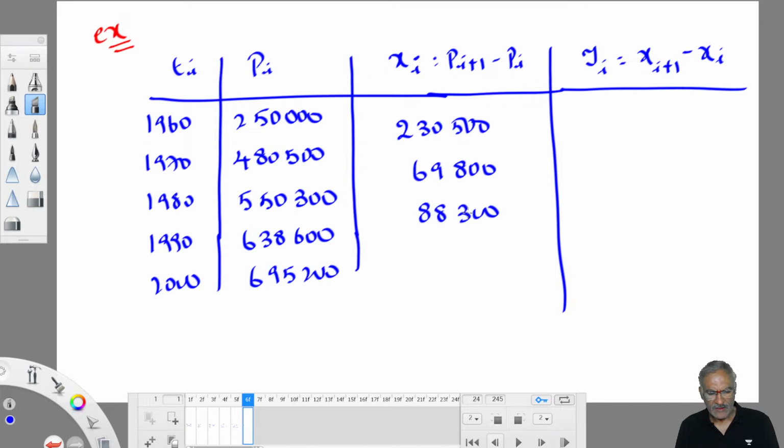6,95,200 minus 6,38,600. So it is 56,600. So this is how we calculated. These are the X values.